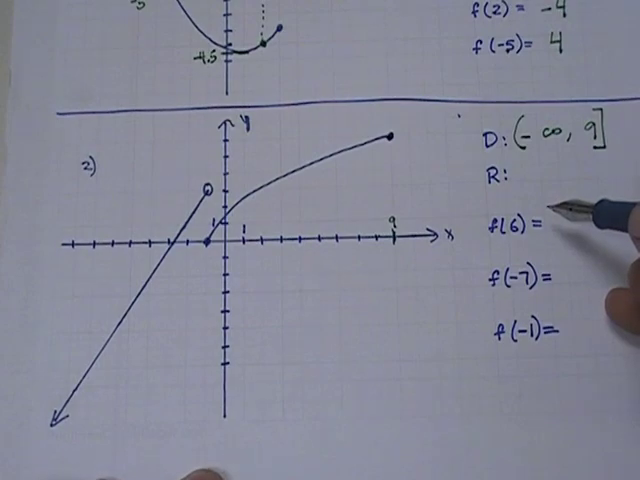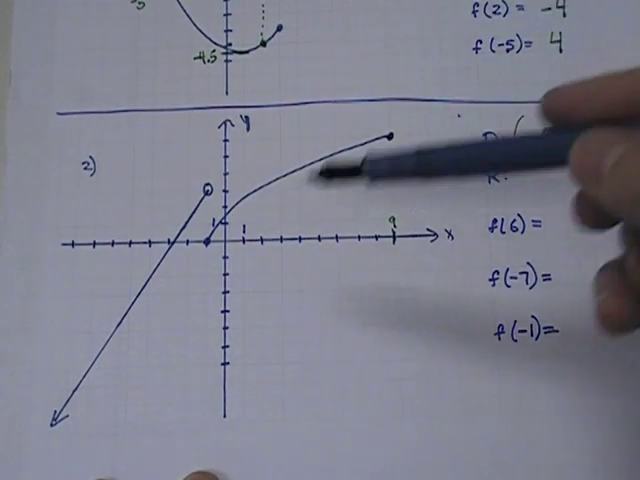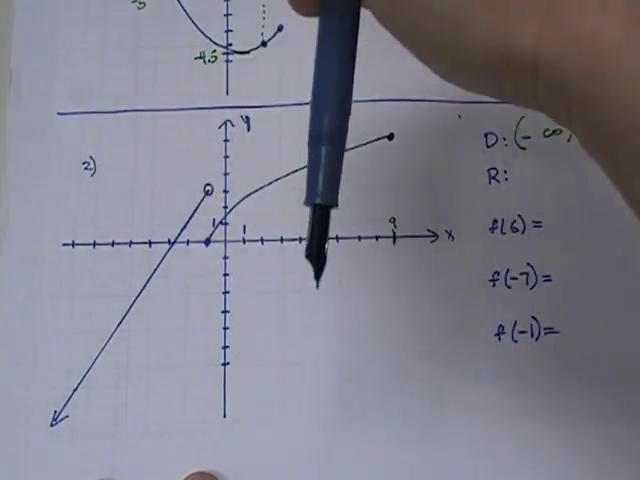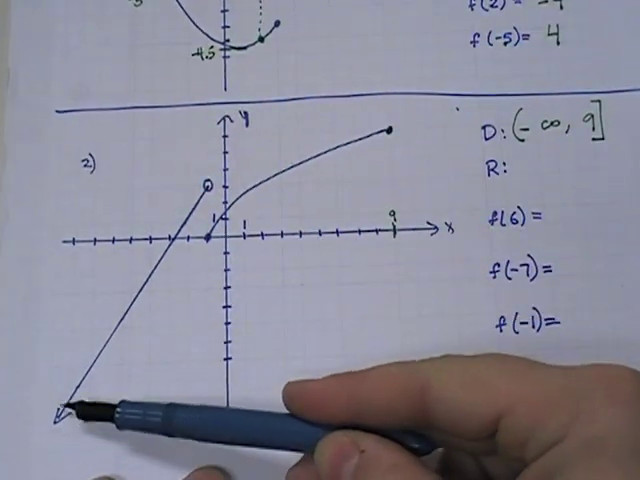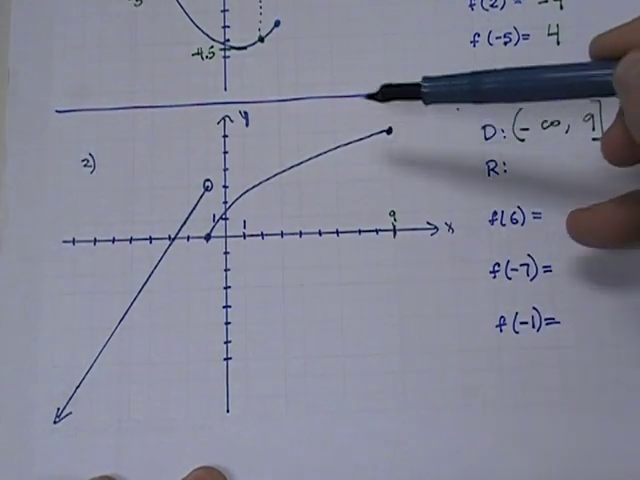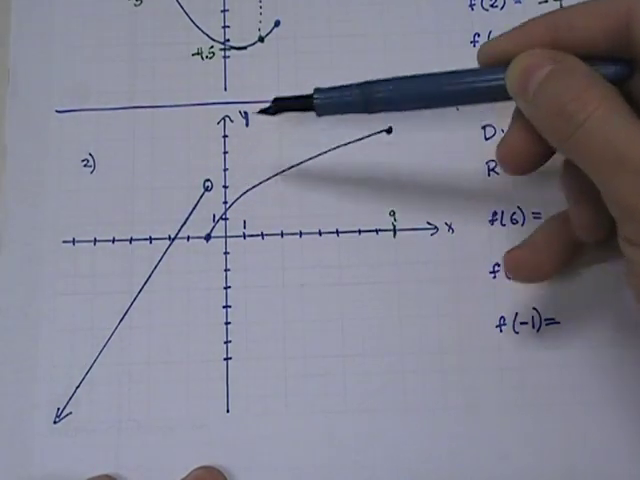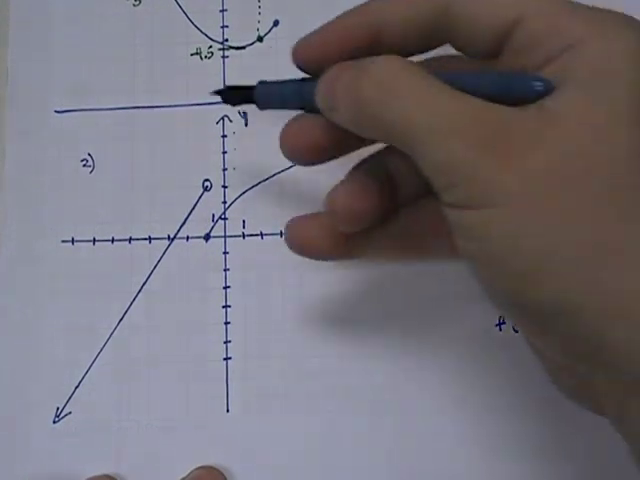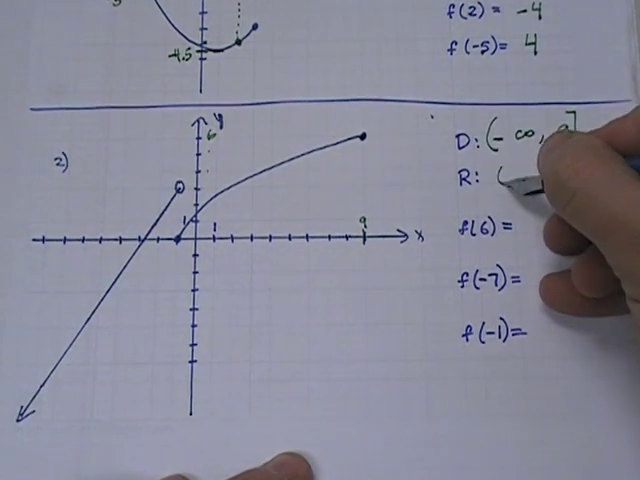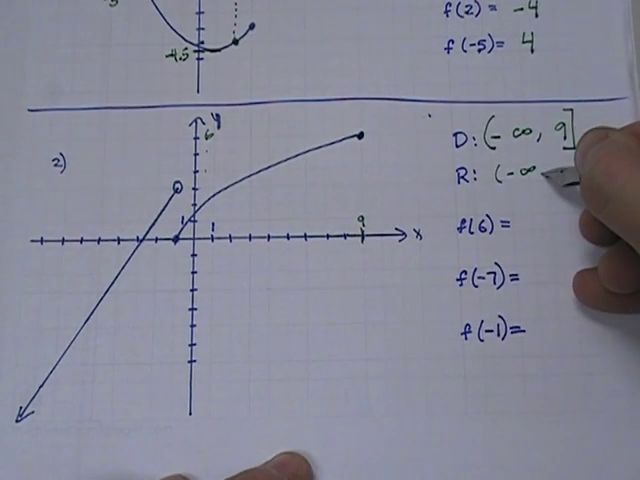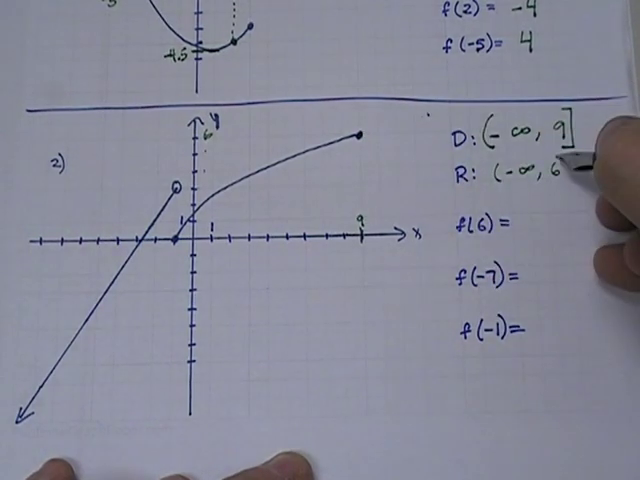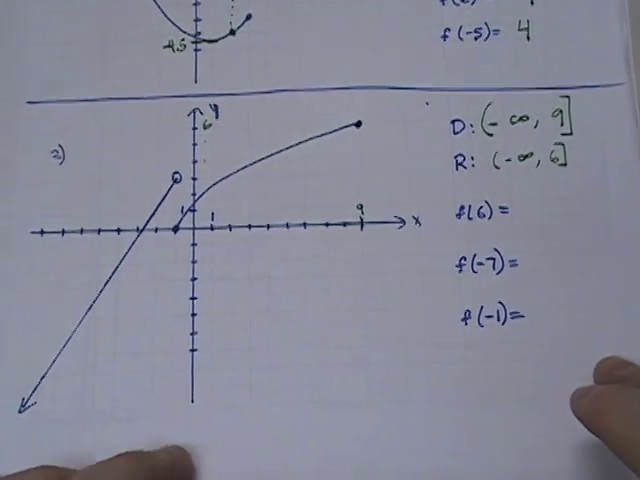What is the range? Well, the range, this goes as far south as it wants to. It goes as far in the negative y direction as it wants to because of this arrow point. But in the upward direction, it stops here. And on the y-axis, that would be 1, 2, 3, 4, 5, 6. That would be 6 on the y-axis. So our range would be negative infinity to 6. And again, because this is a closed circle, I can put a bracket.